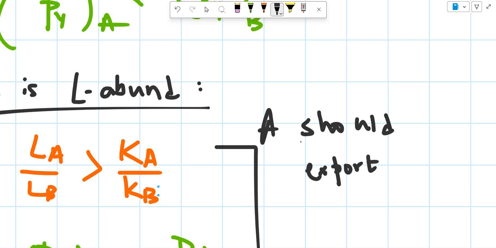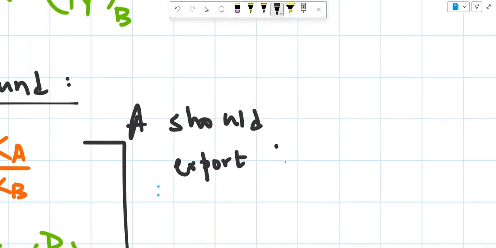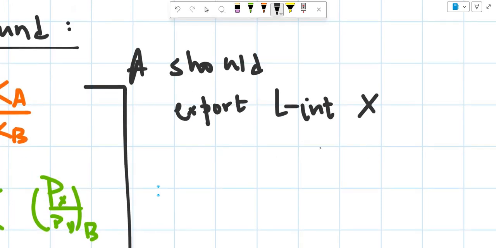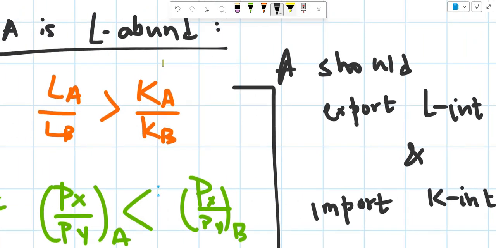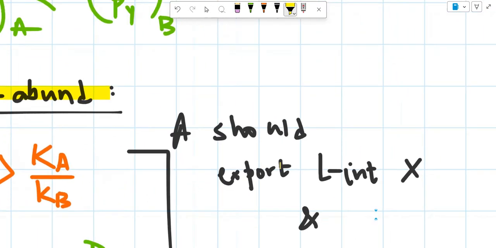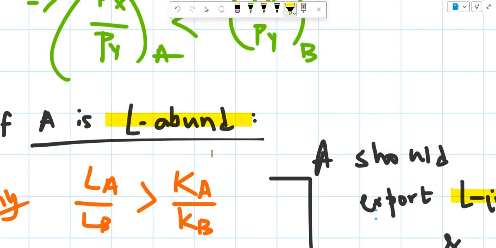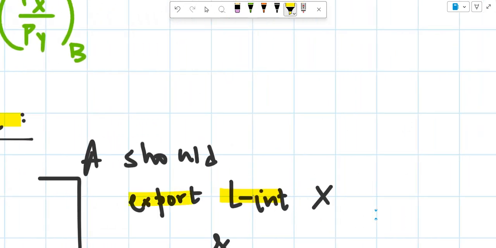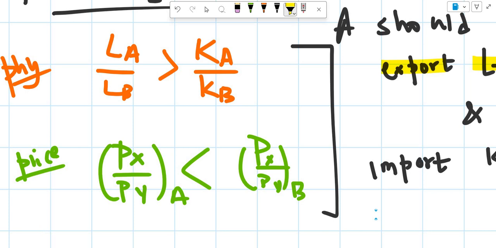This is an international trade chapter. So if A is labor abundant, A should export what? A should export the labor intensive good, labor intensive X. And import, what should it import? The other one, of course, the capital intensive Y. So if A is labor abundant, it should export the labor intensive. Basically if a country is abundant in a particular factor, it should export the good in which it is intensive and import the other good. That is basically the idea of the Heckscher-Ohlin model.